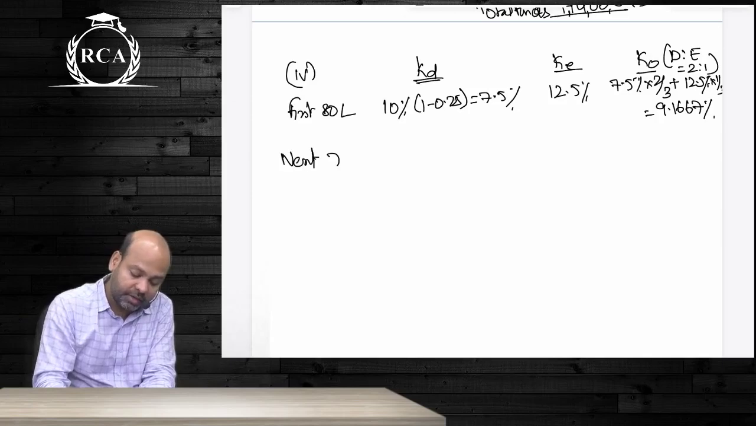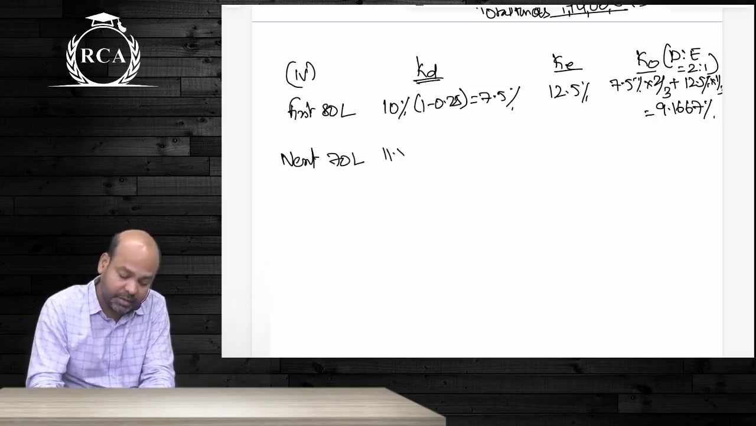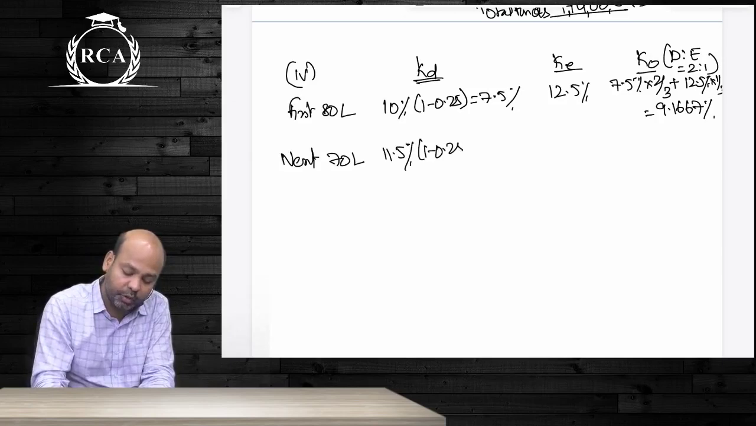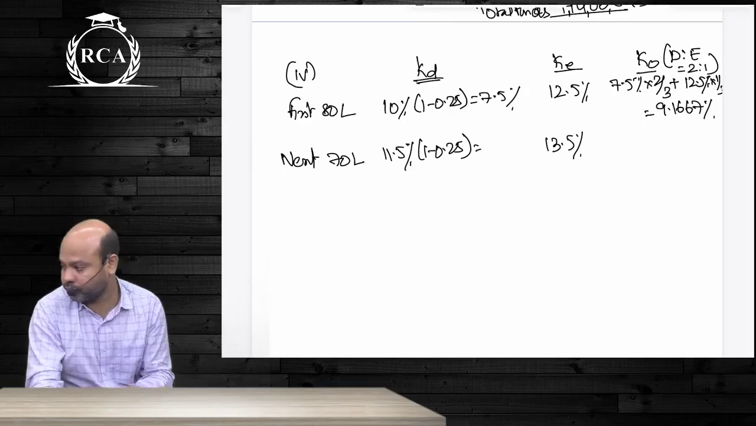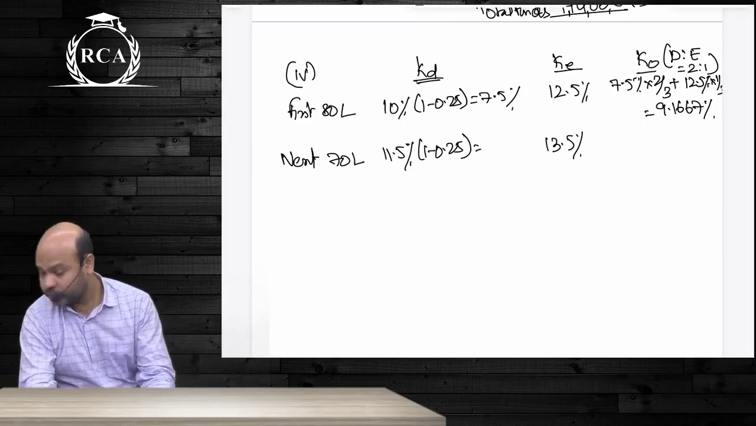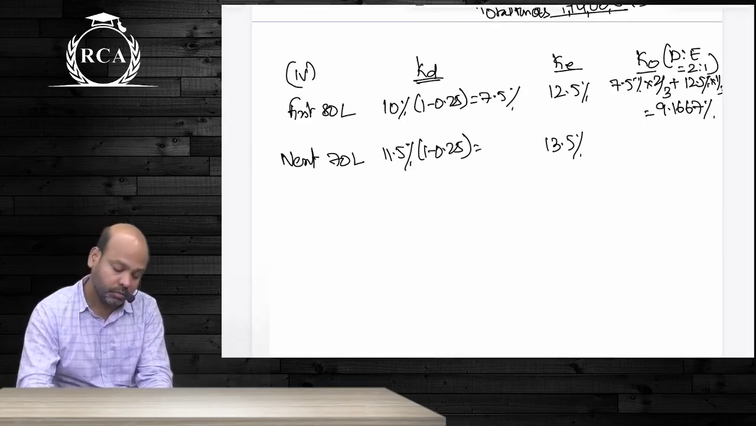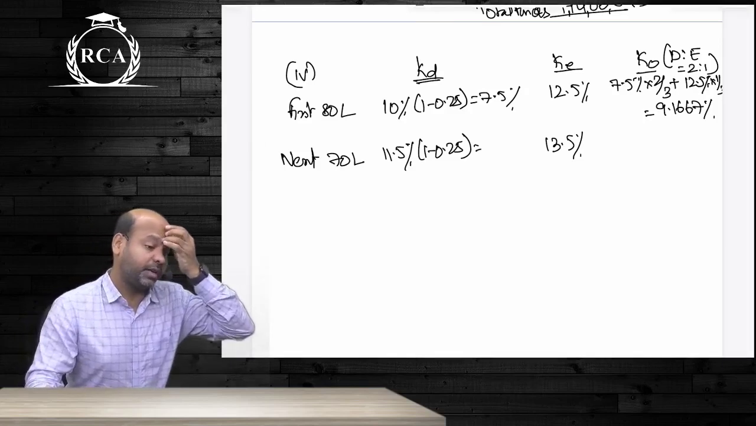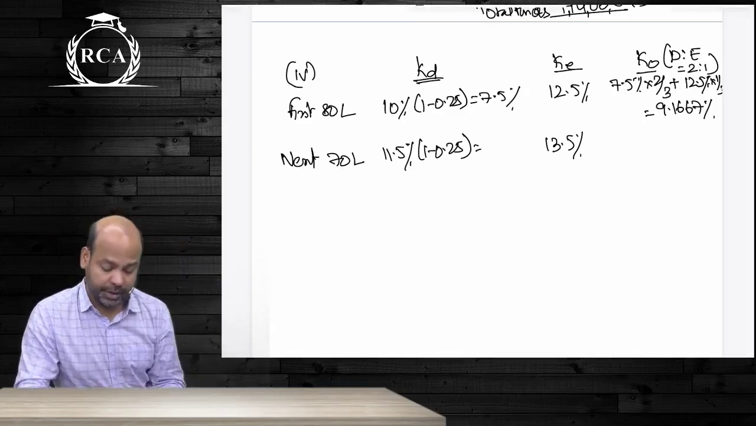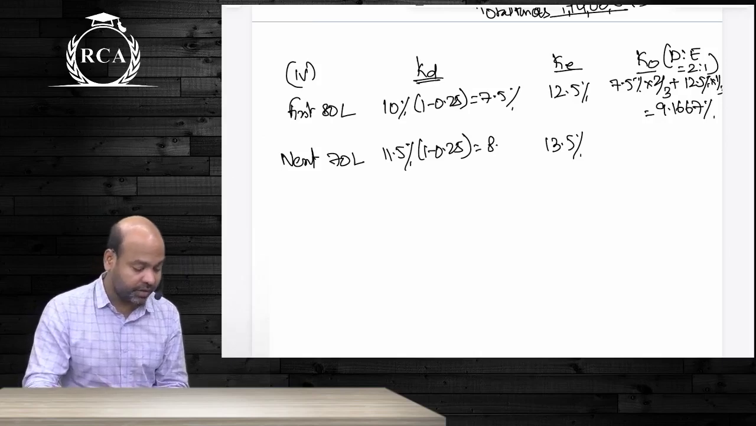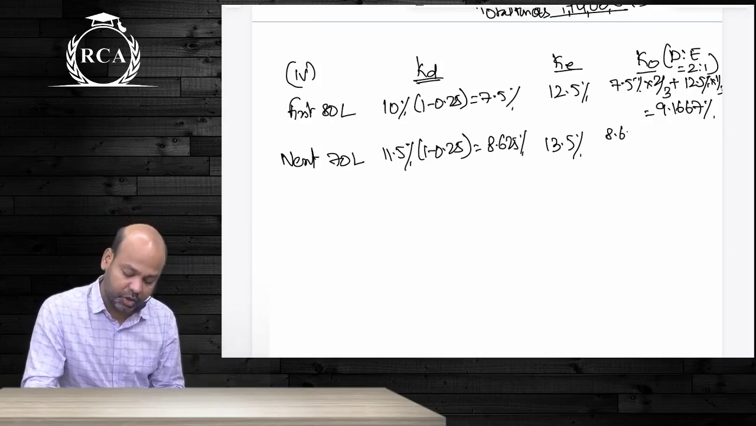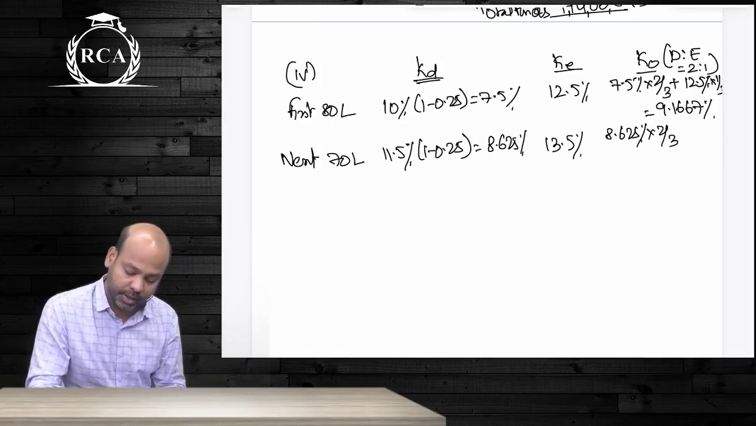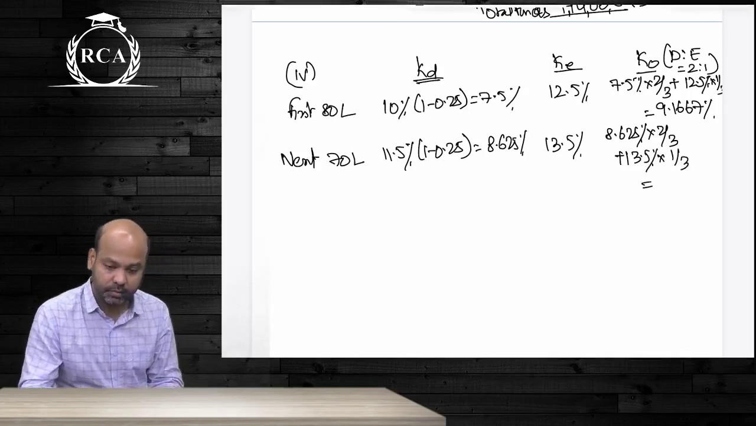Next 70 lakhs पे cost of debt बेटा is 11.5% into 1 minus 0.25. Cost of equity is 13.5. How much is that, beta? 11.5 into 0.75 guys. 8.625%. वापस वही एवरेज लो बेटा. 8.625% into 2/3 plus 13.5% into 1/3. 10.25%.